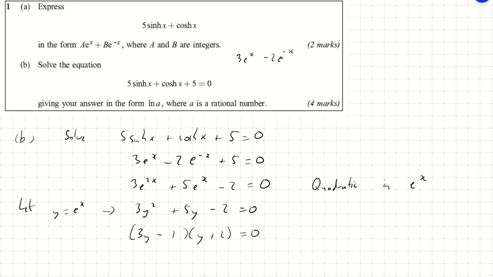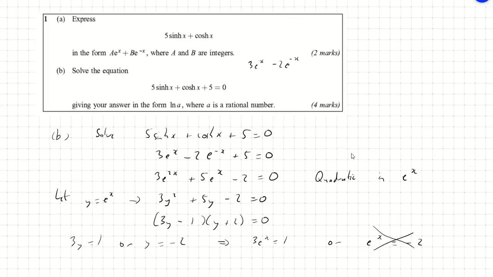Okay, so this has two solutions. 3y equals 1 or y equals minus 2. Well, that implies 3 e to the x equals 1 or e to the x equals minus 2. Well, e to the x is always a positive number, at least when x is real, so this is impossible. So we can ignore that solution. So we just need to look at the solution 3 e to the x equals 1.